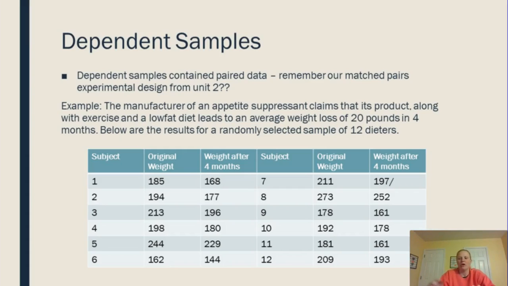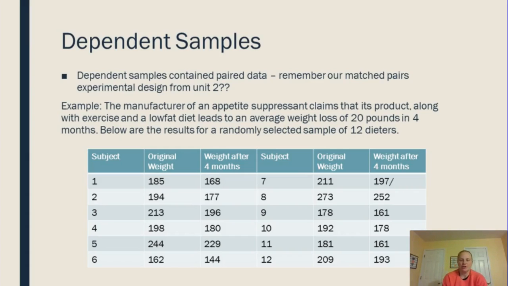If you remember all the way back to like September, October when we did experimental design, and we talked about matched pairs where we had two subjects that we were matching together, or we were taking two different results from the same person and matching them together. So here's an example of what that looks like.